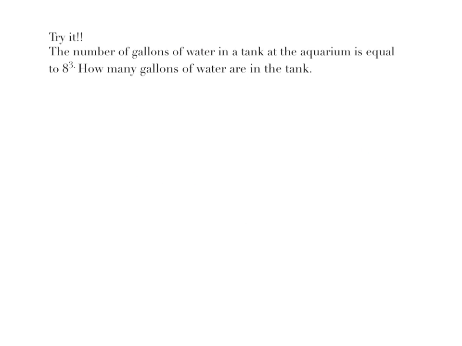So here's your turn to try it. A little bit different, but I think you can figure it out. The number of gallons of water in a tank at the aquarium is equal to 8 to the 3rd power. So how many gallons of water are in the tank? So this time they gave you the base and the exponent and asked you to find the value. Pause the video and try it. Okay, let's go ahead and see how we did this. So I'm going to take 8 to the 3rd power. My 8 is my repeated factor, and I'm going to repeat it 3 times. So this will look like 8 times 8 times 8 equals however many gallons.